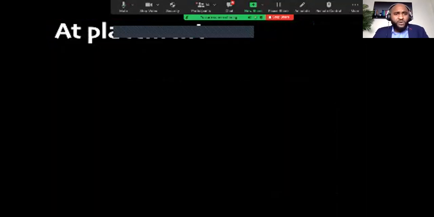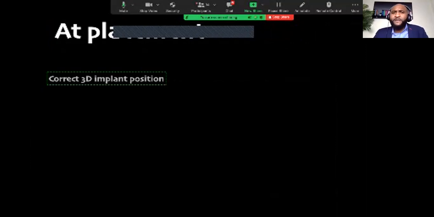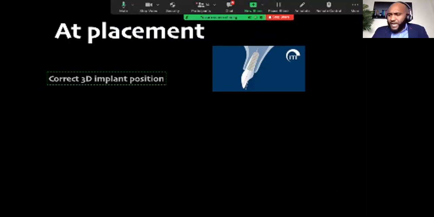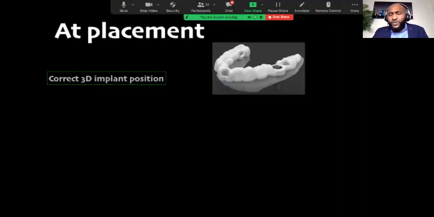Now, when you're placing implants, we want to be restorative driven. We want to have the implant in the correct 3-dimensional, 3D implant position. Why is that important? For restoration. It's important to ensure that it's correctly placed. And this is now well enumerated under the ITI guidelines. If you join ITI, you will see we have treatment guides, and you'll learn a lot from that. In fact, with surgical guides now, you can even achieve that position better.